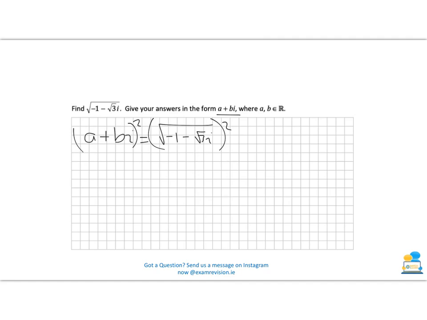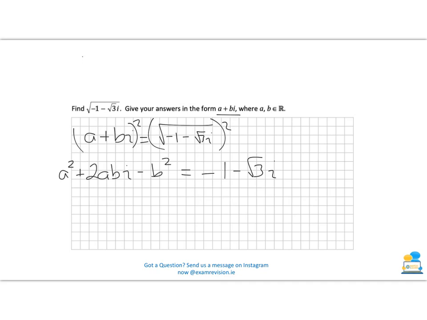And on the left-hand side, then, we're going to have to multiply it out. So it's going to be a squared plus 2abi minus b squared. And then we're going to go and square out the right-hand side as well. So that's going to mean that the square root and the square are going to be inverses of each other, so they'll cancel, and I'm going to be left with -1 minus root 3i.